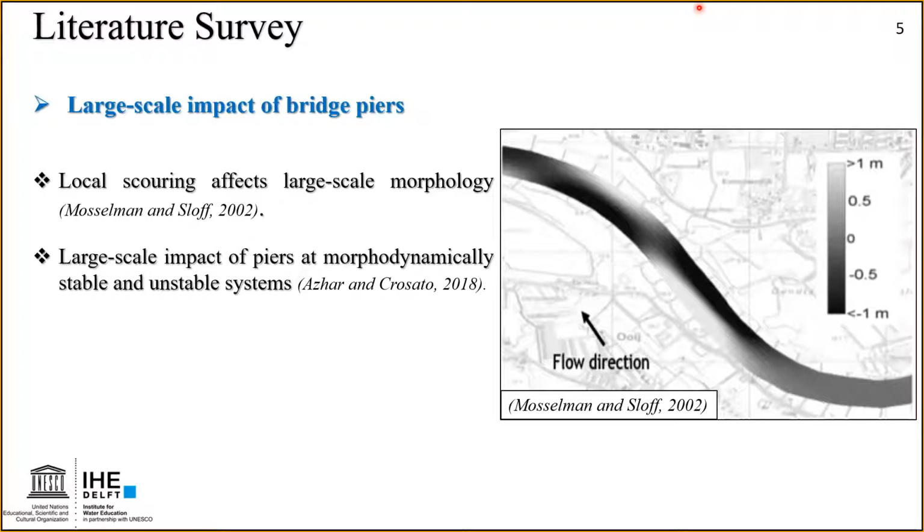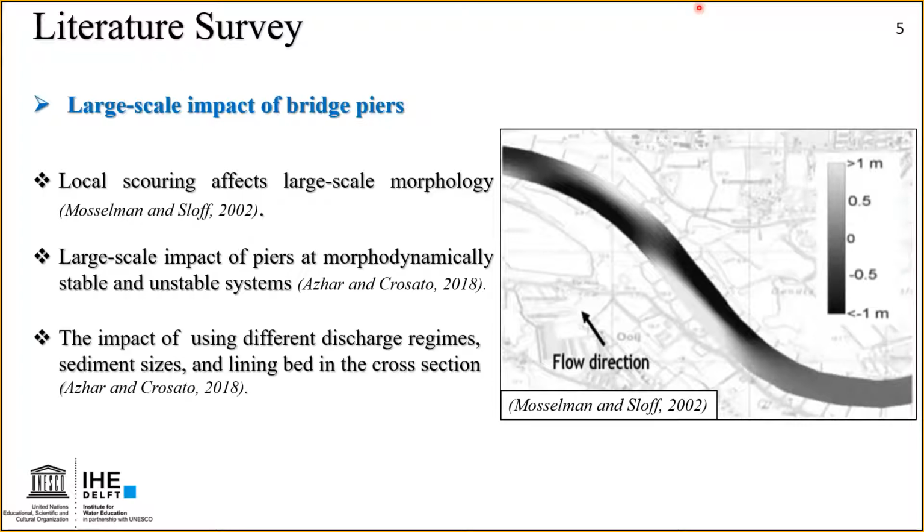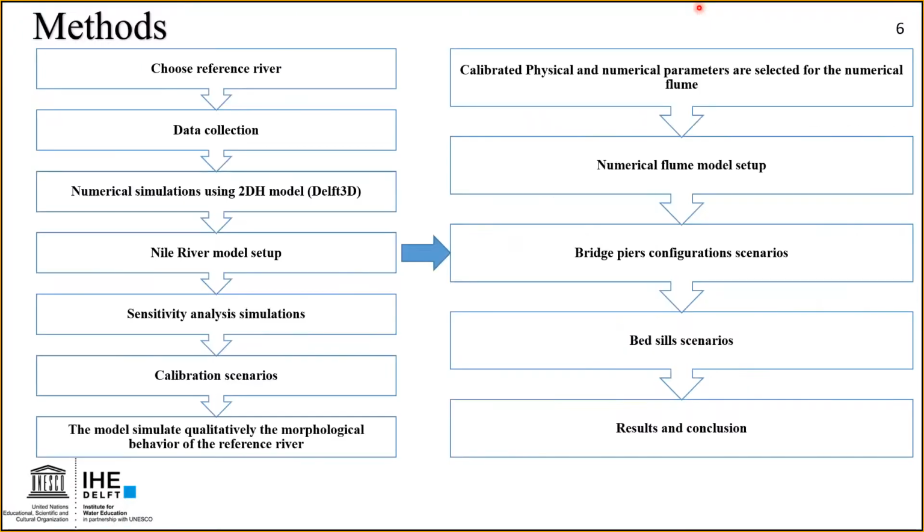They concluded that at morphodynamically stable system, a forced bar is formed and it didn't migrate further downstream, while in the unstable system, the bridge piers create migrating bars that tend to migrate further downstream. They have also some results about the impact of using different discharge regime, sediment size, and lining bed in the cross section.